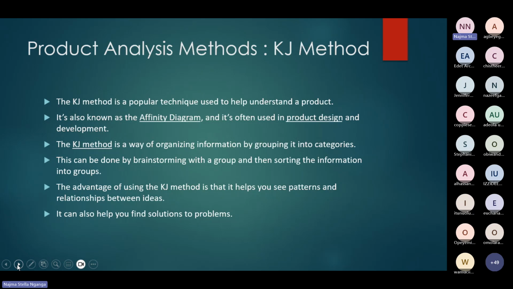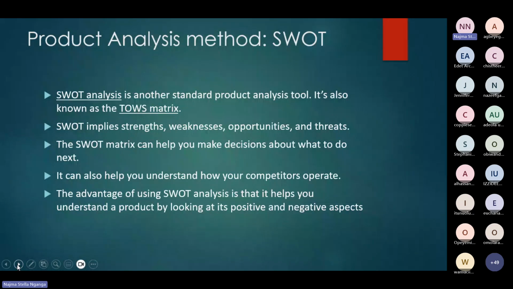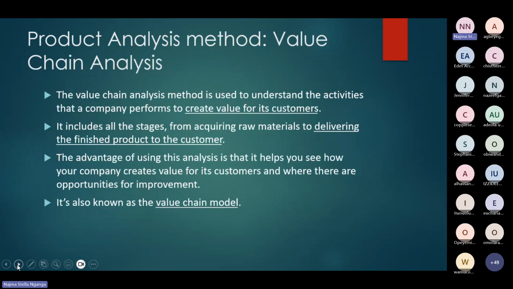So you put all those ideas together: I want to do this, this is what is in the market, what is the relation? Then you start organizing it until you find the relationships and the patterns and the connections between them. You look at the advantages, the disadvantages. That is what you get from a KJ method. I'm not going to do SWOT analysis because the lady did justice to it. Now we're going to look at the value chain analysis.